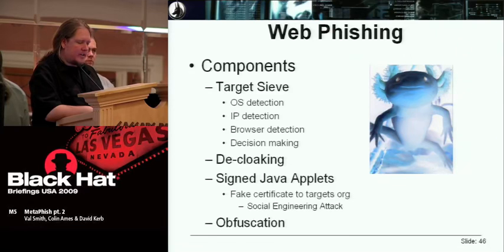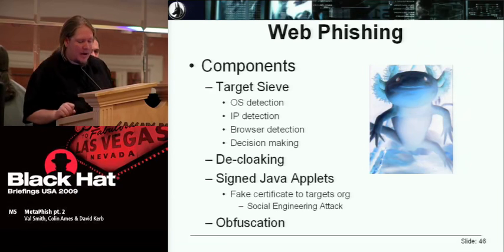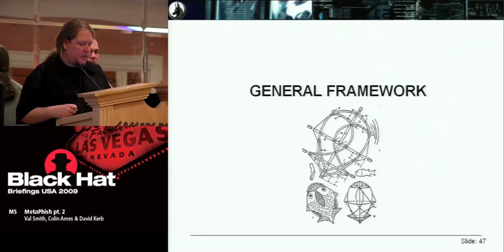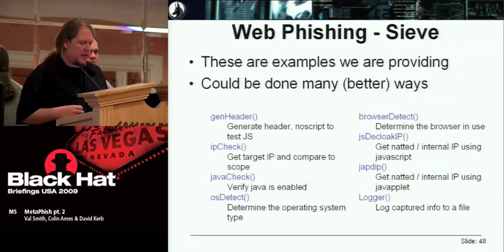I built a real quick and dirty client-side enumeration web application, basically. I'll explain what each of the components are, and then we can throw it away and use what Egypt's doing because it's better. So basically some OS detection, IP detection, stuff like that, decloaking. And then we're going to move on to signed Java applets, because those actually give you quite a bit of power to do some crazy things. And then some obfuscation.